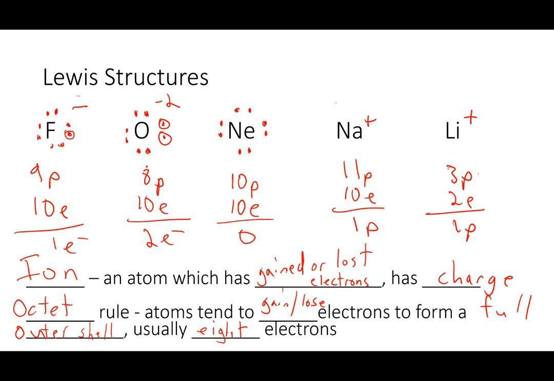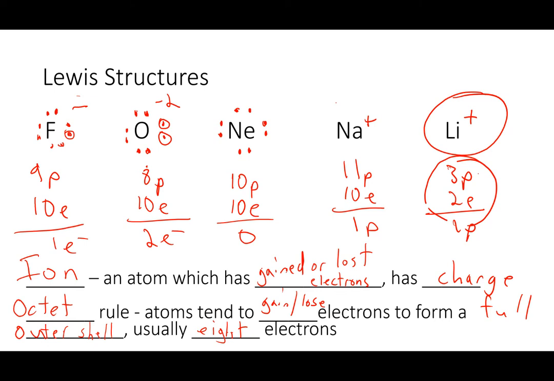So you need to be able to figure out what charge something has either by comparing its protons and electrons, or by looking at the symbol, or by seeing whether or not it's going to lose or gain electrons to form a full outer shell. Don't worry, we're going to continue to practice this.